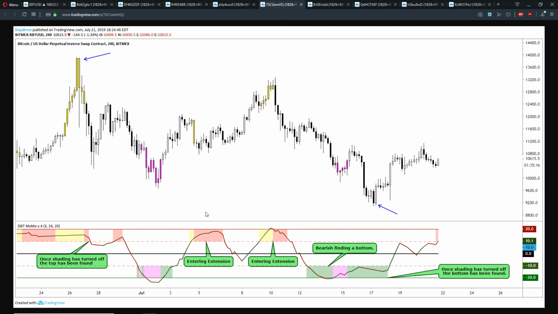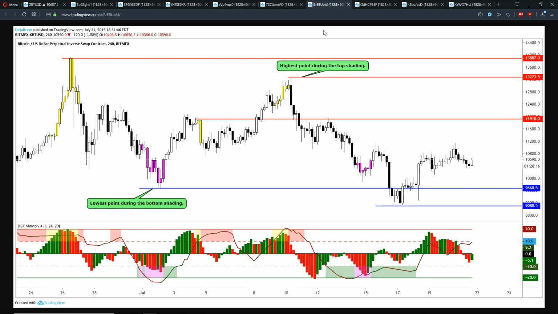So another thing you can use the shading for is finding tops and bottoms. You can see here, once the shading turns off, once that trend line leaves that zone, it will give you a top and a bottom. So you can mark these as levels that will give you support and resistance levels, as you can see in a further screenshot here. If you mark the highest point once it's been shaded, that will give you a resistance. If you mark the lowest point during the shading, that would give you a support.